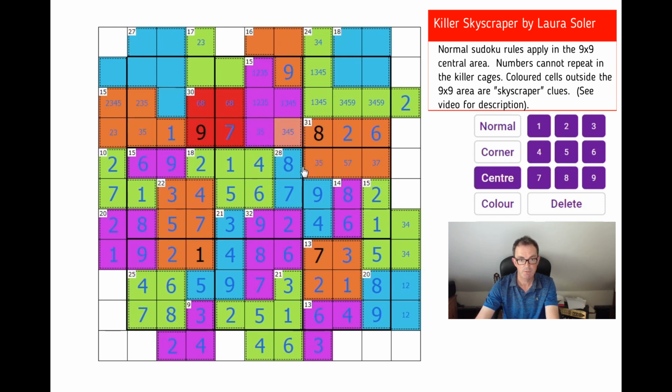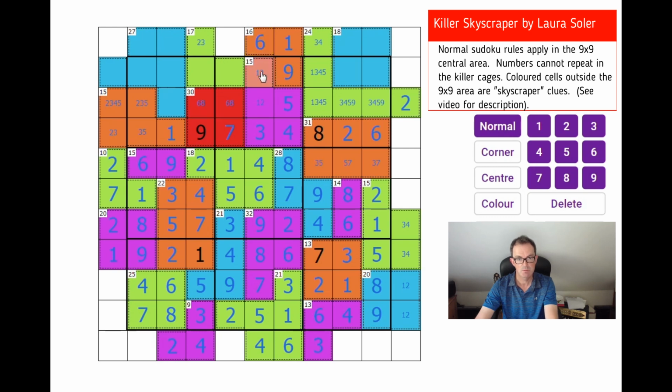So 3, 5, 3, 5 here, therefore this is a 4. This is not a 4, therefore by Sudoku this must be 5, which means this is 3. So we can remove 3 and 5 from these two squares, which gives us a 1 and a 2. So this square, well, we need a 1 in the 16 cage, so this should be a 6 to make the 16 cage work.